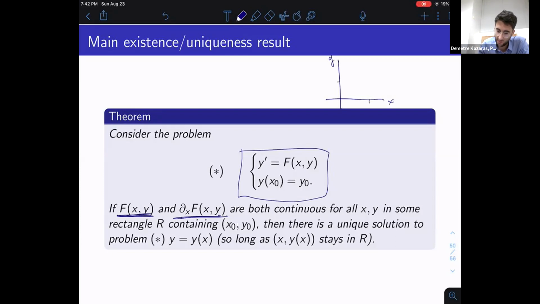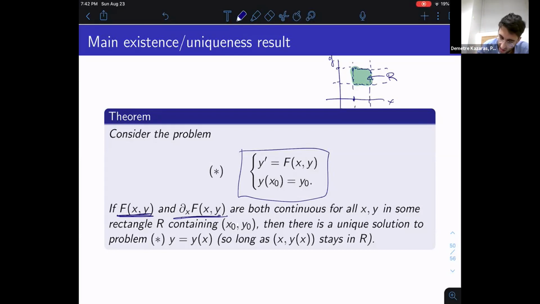And suppose we're thinking about some box in terms of values of x and y. So I color it in here. That's what I mean by R, some rectangle in the plane. So if for all these values in here, I know that f is continuous and its partial derivative with respect to x is continuous.